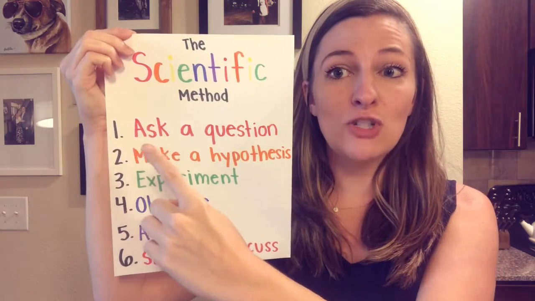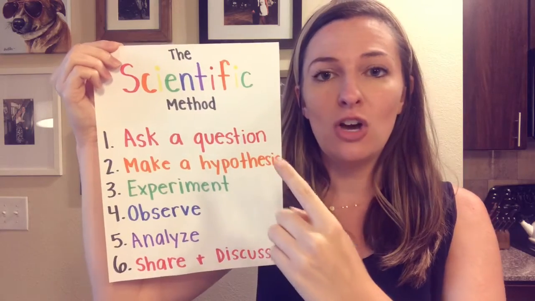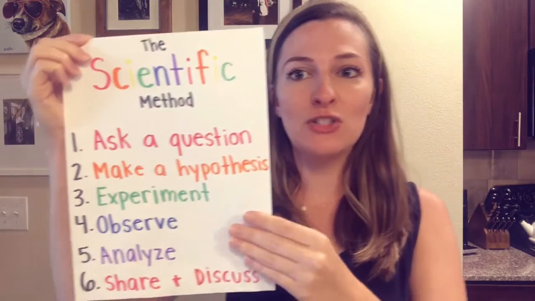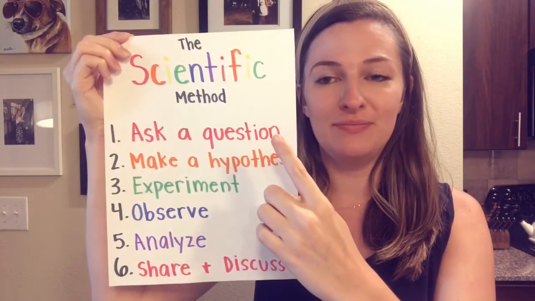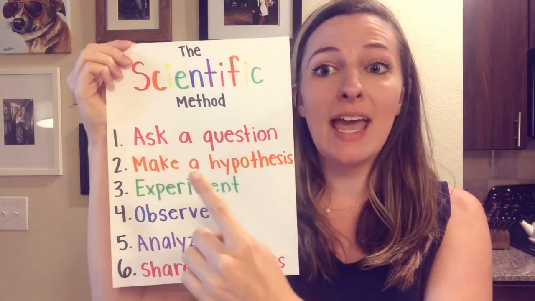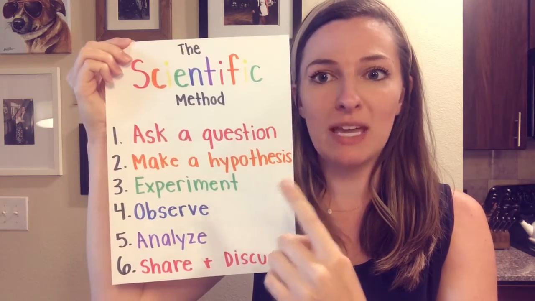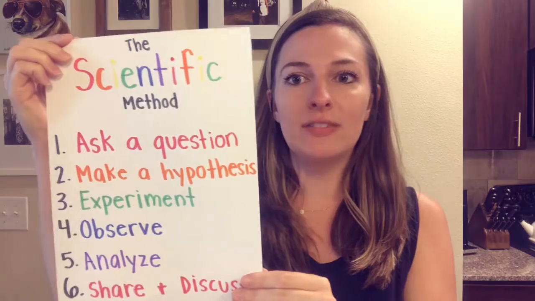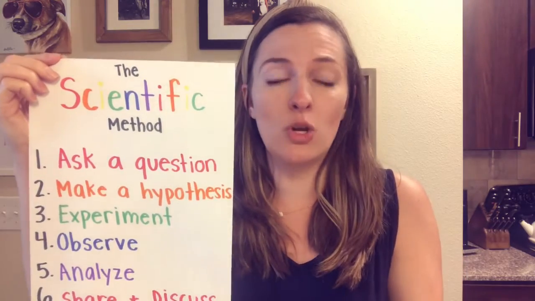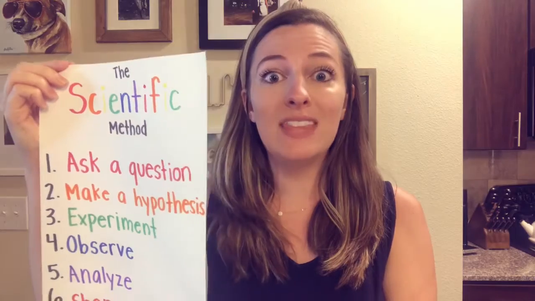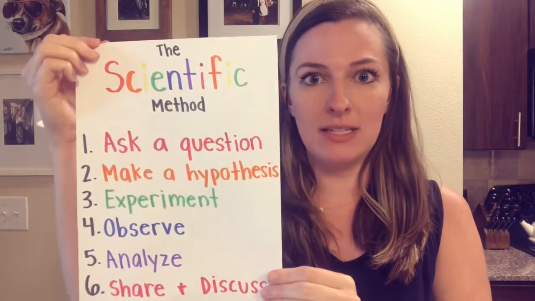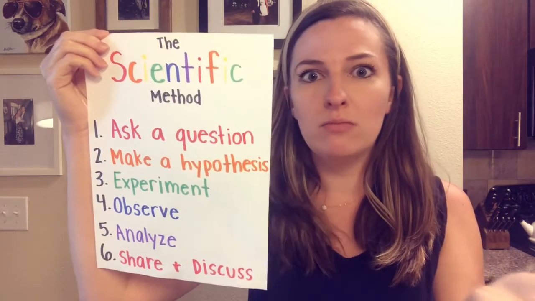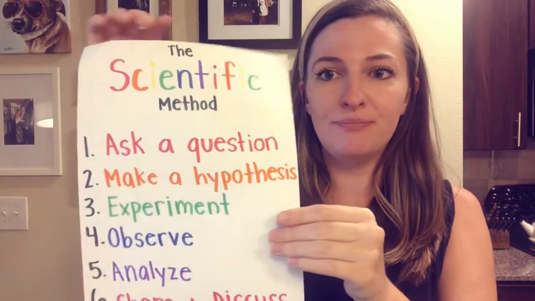Number 1, first we ask a question. What are we trying to learn? What are we trying to figure out? Number 2, we make a hypothesis. Say this word with me, hypothesis. Hypothesis is a big and fancy word. This means we just make a guess. We make a guess about what we think is going to happen in our experiment. We use our brains and we think about what is going to happen in our experiment.